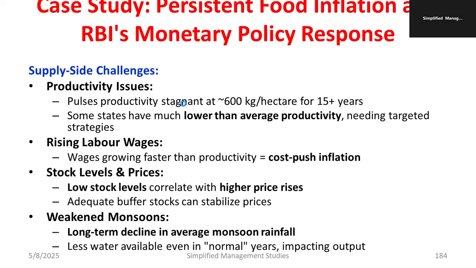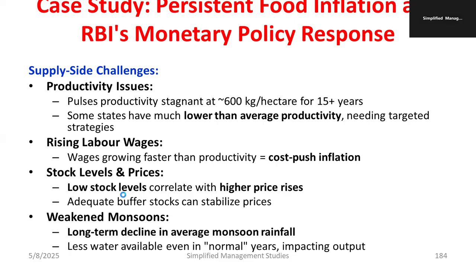Another one is rising labor wages. Wages are growing faster than productivity. Day by day, the cost of labor is increasing. Similarly, stock levels and prices. Low stock levels correlate with higher price rises. That is true. Adequate buffer stock can stabilize the prices. If you maintain the stock at a storage level, you can balance that.